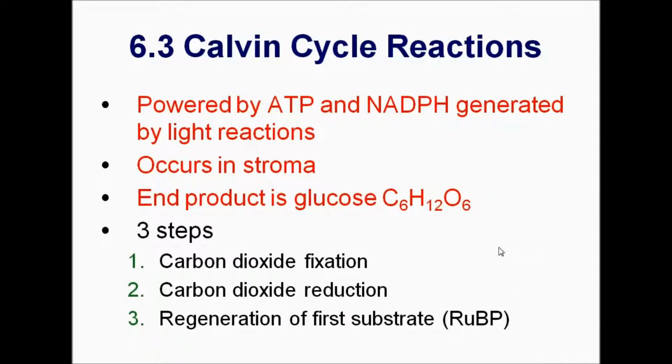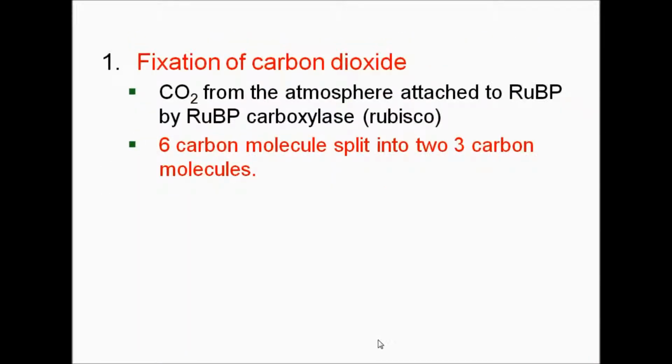Now we've captured our energy and we're ready to use it in the Calvin cycle. So let's talk about that. It's powered by the ATP and NADPH we just generated, occurs in the stroma, and we are trying to build a carbohydrate, in this case glucose. There are three main steps. First, we fix the carbon dioxide, then we reduce it, and then we regenerate the stuff we need to start all over again. So it's a full cycle. Let's look at those more specifically.